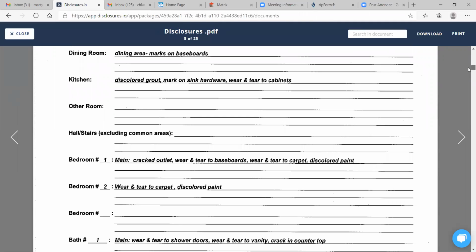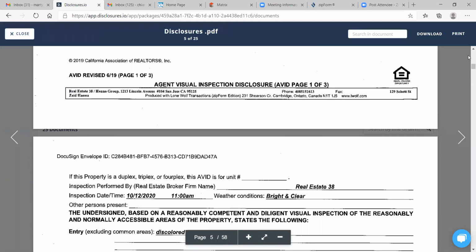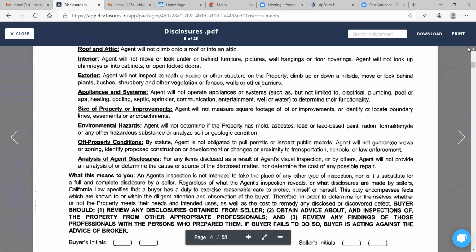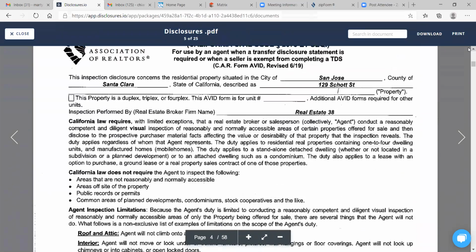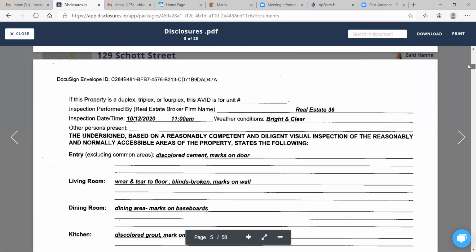Okay, so the agency agent will tell you whatever he sees about this house, good or not good, and he writes down everything, which is thorough. See like this: discolored cement marks of the door, wear and tear on the floor, blinds broken, marks on the wall.